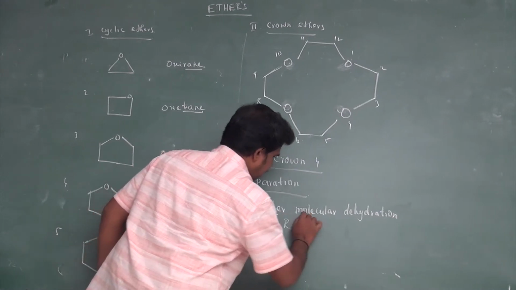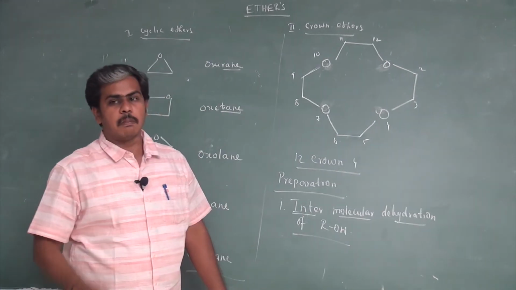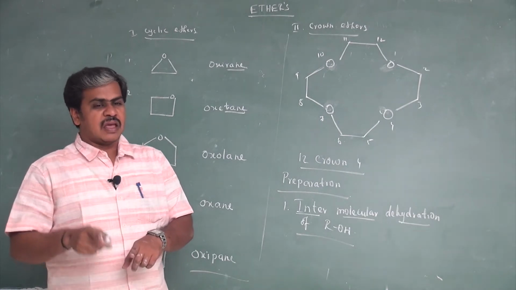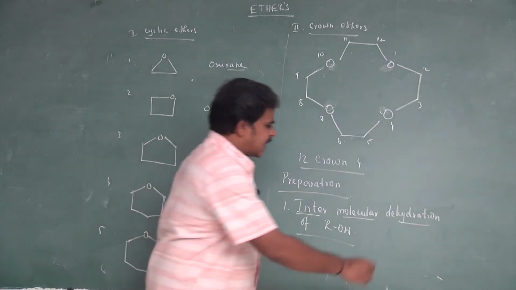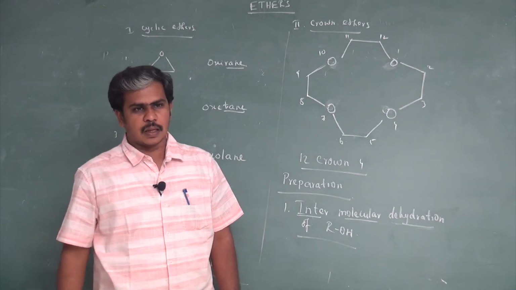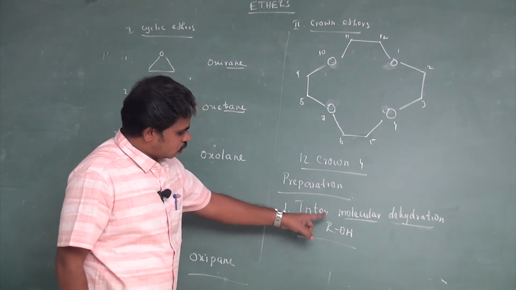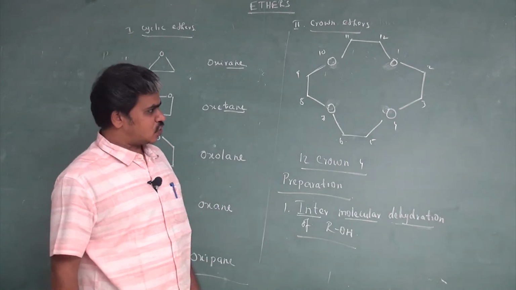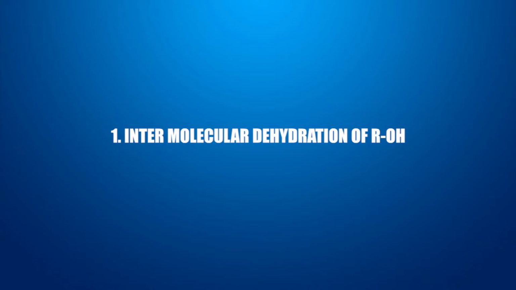So what do you mean by intermolecular dehydration? Inter means between two molecules. Intra is nothing but within the molecule. Dehydration is nothing but removal of water. So removal of water from two molecules of alcohol is nothing but intermolecular dehydration. The first preparation method is intermolecular dehydration of alcohol.